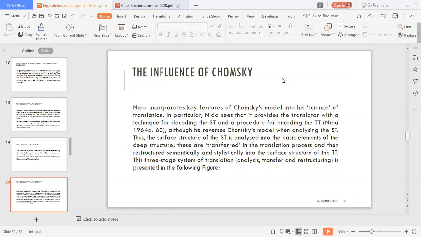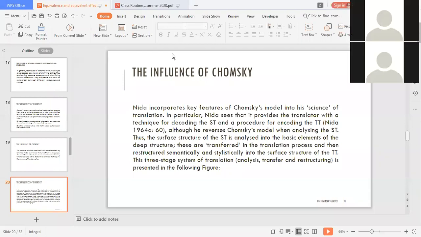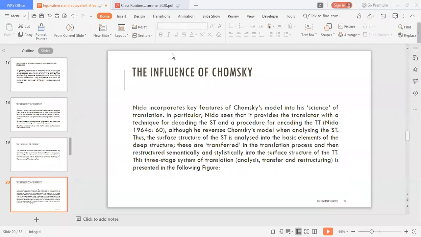In particular, Nida sees that it provides a translator with a technique of decoding the source text and a procedure for encoding the target text. Absolutely, because I have already explained what surface structure and deep structure are. So you can see that to analyze the source text, decoding the source text, is important. Because sometimes we might get confused by the source text and its structure, or the semantic intricacy.